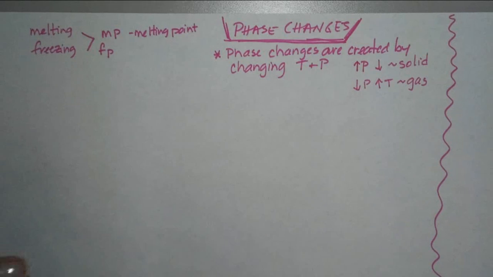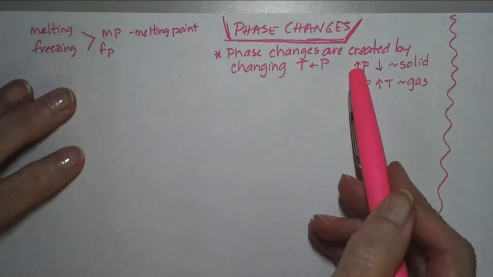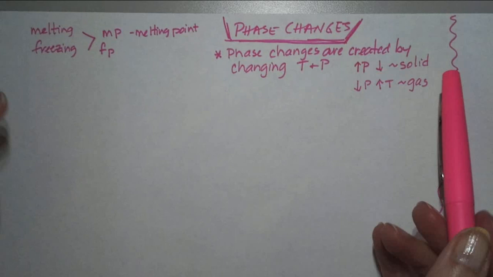Now, when we say high temperature, it depends on what your substance is. Maybe a high temperature for nitrogen, where it's still a gas, is negative something degrees Celsius. But in general, if it's high pressure and low temperature, we talk about a solid. And if it's low pressure and high temperature, we talk about a gas.